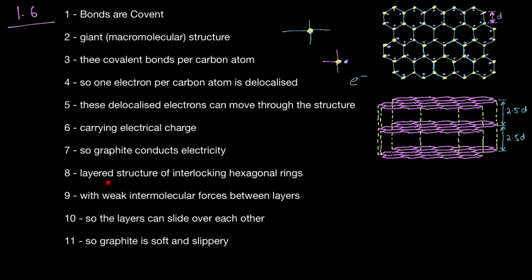8. Layered structure of interlocking hexagonal rings. The structures here are hexagonal because they've got a 6-sided shape, and here they are again, and then they form a layer on top of another layer, and that's where number 9 comes in. They have weak intermolecular forces between layers. So in this layer, these are covalent bonds, and here are intermolecular forces. They're weaker bonds, and so the layers can slide over each other because these bonds are weak. So graphite is soft and slippery.